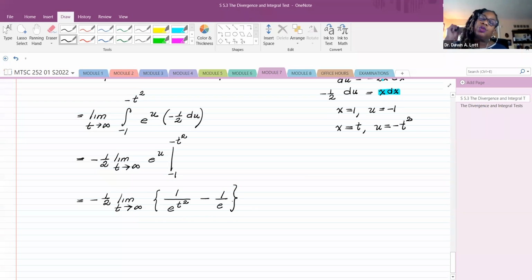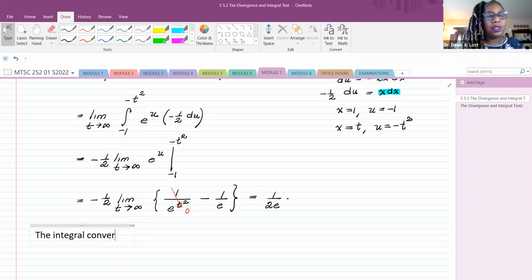Now, as t gets very, very large, e to that gets even bigger, and 1 over that goes to 0. So this term goes to 0. So my answer is 1 over 2e. I like 1 over 2e. It's finite. Okay, so we conclude the integral converges, hence the series converges.